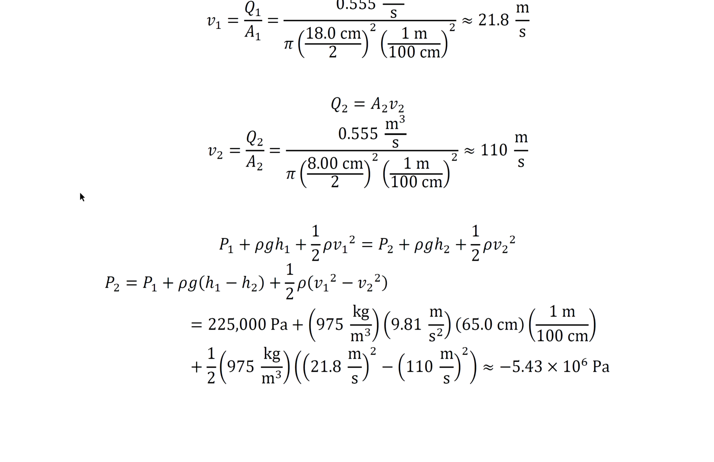So we're going to use this equation. Just write down the Bernoulli equation. Let's solve for P2. And we know H1 minus H2 is 65 centimeters, and convert that to meters. And then we know 1/2 rho times V1 squared minus V2 squared. This here I highlighted, V1 squared minus V2 squared. My final solution is negative.